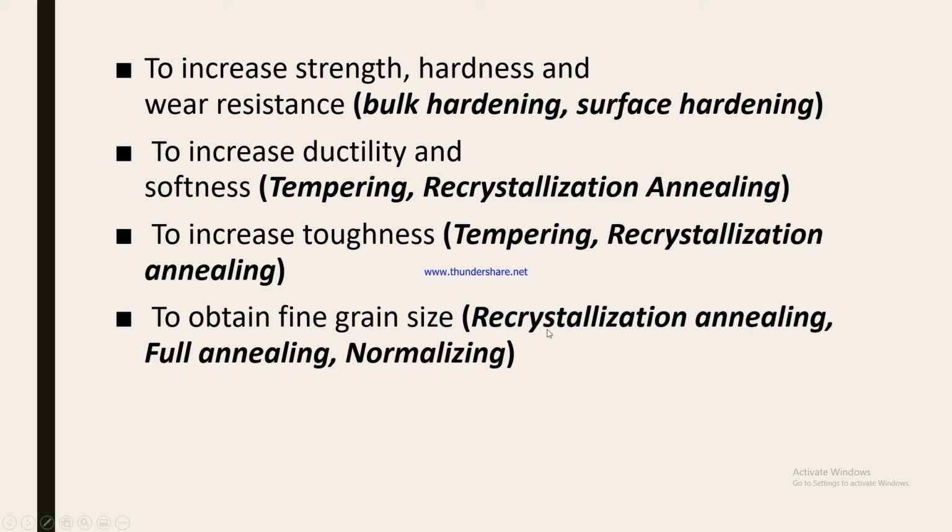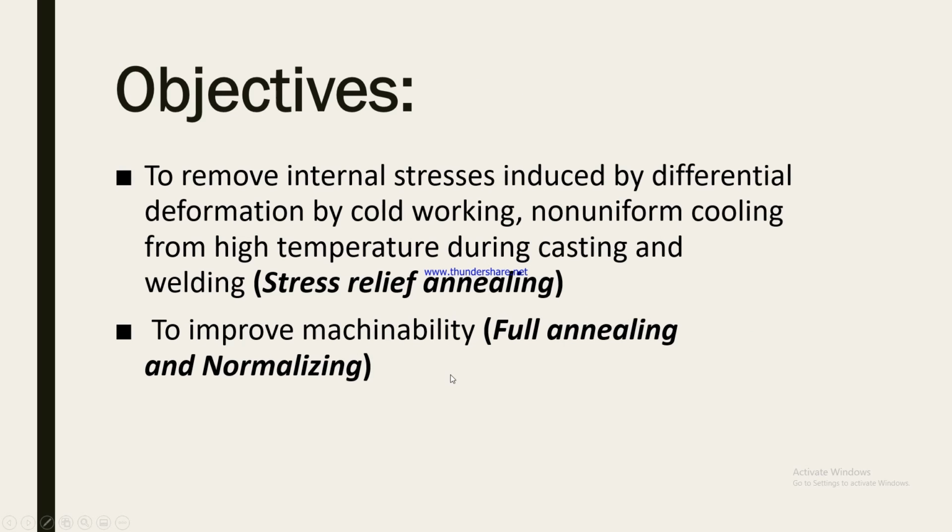Now, the objectives of a heat treatment are to remove internal stresses, like we discussed before, induced by differential deformations by cold working, non-uniform cooling from high temperature during casting and welding. The process we call stress relief annealing. And to improve machinability, full annealing and normalizing are used. To improve cutting properties of tool steels, hardening and tempering we use.